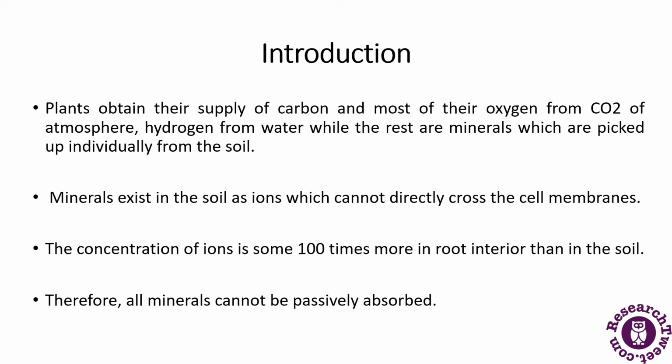So plants obtain their supply of carbon and most of their oxygen from CO2 that is in the atmosphere, and they obtain the hydrogen from the water, and the rest of the minerals are picked up individually from the soil. So the plant's minerals play an important role in the growth and the development of the plant. So minerals exist in the soil as ions, and they cannot directly cross the cell membrane.